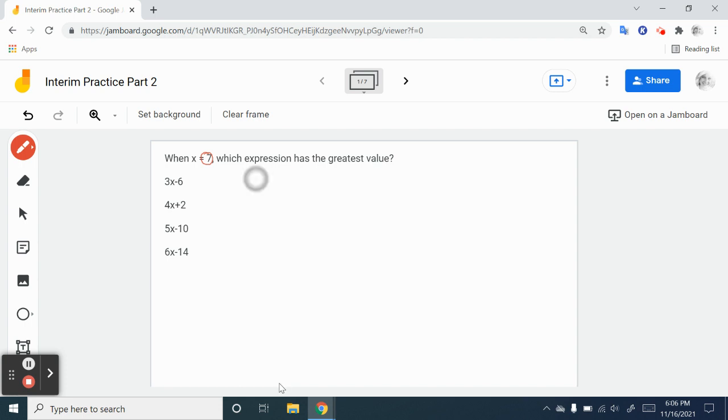So the first one is 3x minus 6. I'm going to substitute 7 for x. I'm going to do 3 times 7 minus 6. And 3 times 7 is 21. So 21 minus 6, and that's 15. So the first one is 15.